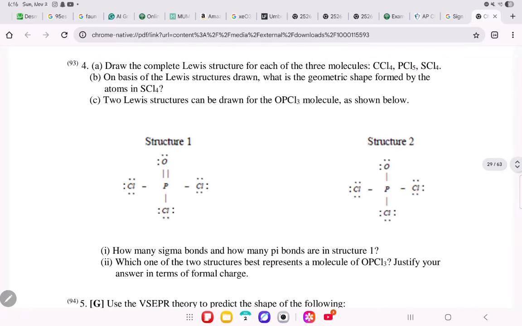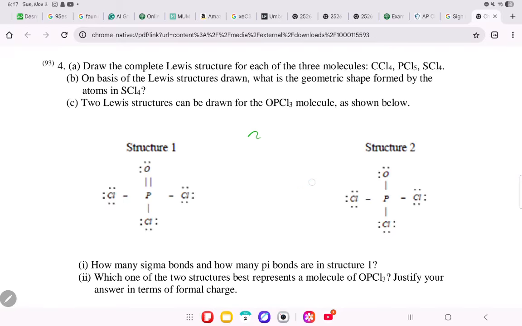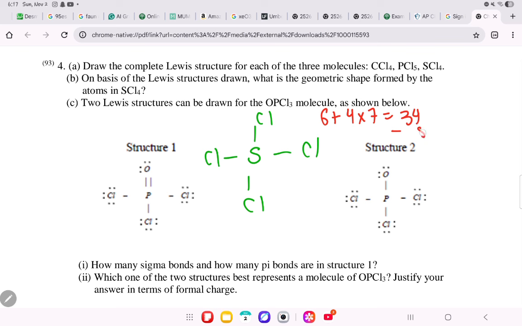What does it say? It says, draw the complete Lewis structure for each of the 3 molecules. CCl4. We did them, no? We did CCl4, we did PCl5. We did not do SCl4. Let us draw SCl4. So we have S, Cl, Cl, Cl. Now, S is in which group? It is in group 6, plus 4 times 7. How much is that going to be? 34. So 34 minus 8, because we have 4 bonds, that's going to be 26. 26 divided by 2, that's going to be 13.